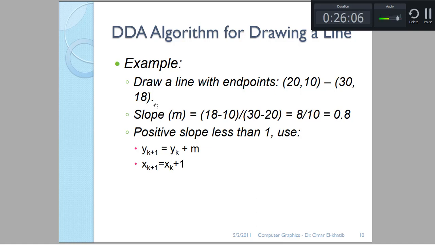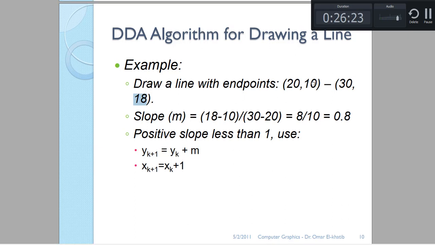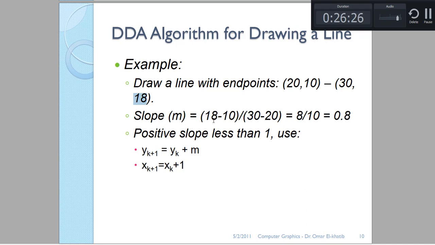First, we want to find the slope. Slope is y2 minus y1 divided by x2 minus x1. So x1 is 20, y1 is 10, x2 is 30, and y2 is 18. That gives us 18 minus 10 divided by 30 minus 20. So this is 8 divided by 10, and the answer is 0.8. So the slope is less than 1.